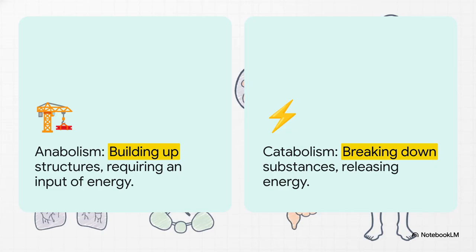You can think of it as a game of 2 halves. On one hand, you have anabolism. This is the building up phase, where your body takes an input of energy to build complex structures out of simpler ones. On the flip side, you've got catabolism. This is the breaking down phase. When you eat food, catabolism breaks those complex substances down into simpler building blocks, which is what actually releases the energy you need to survive. These two are constantly dancing together to keep the factory running.